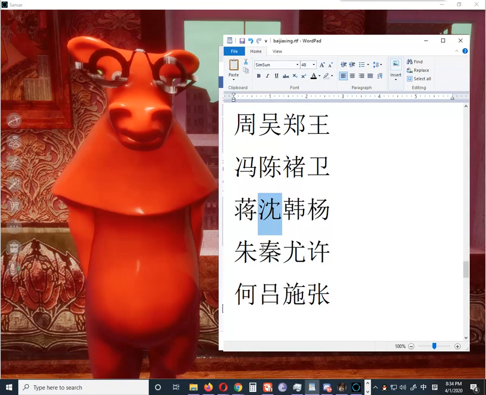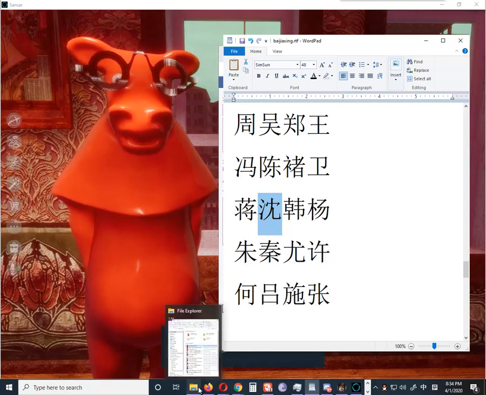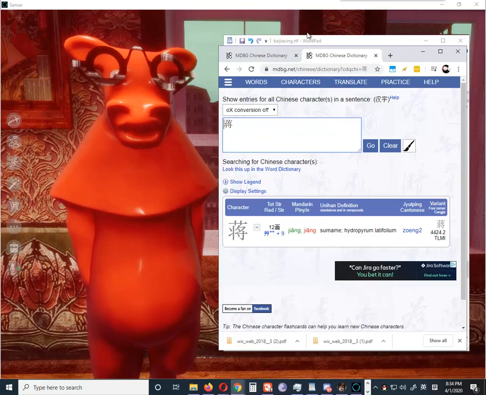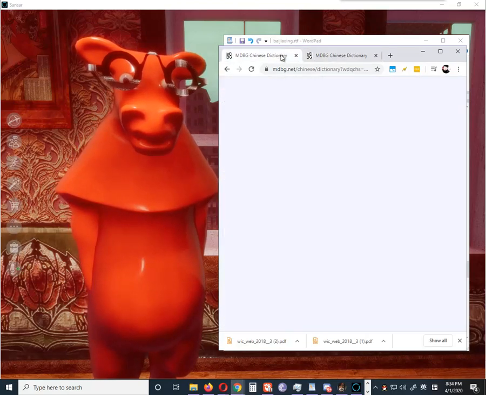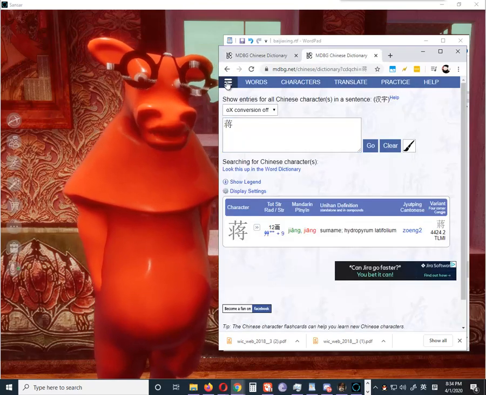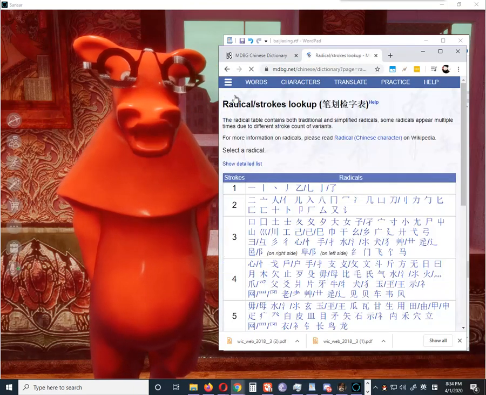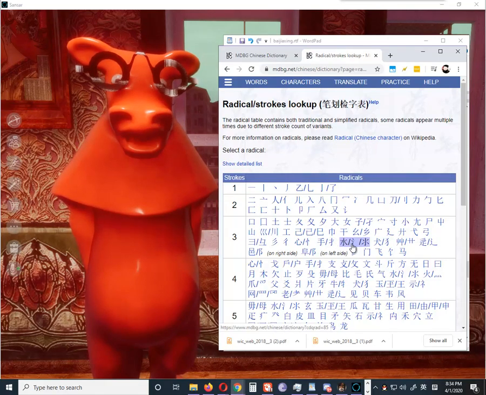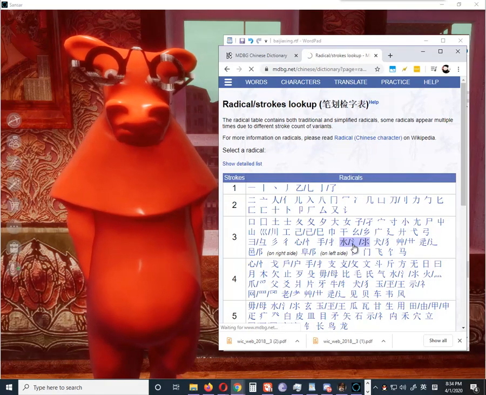Do you remember how to say it? Do you remember what this radical is? Sandian Shui. It's the 3-point water, the 3-dot water. Okay, so we go here and go to our radical strokes. And we go into the 3 category, and we're going to look for water. There it is, the 3-dot water.